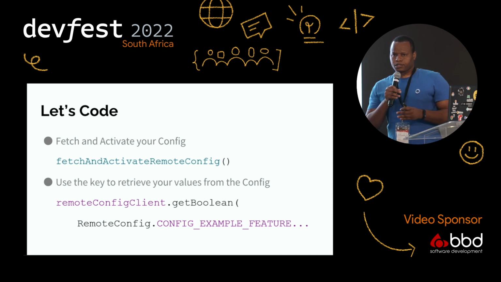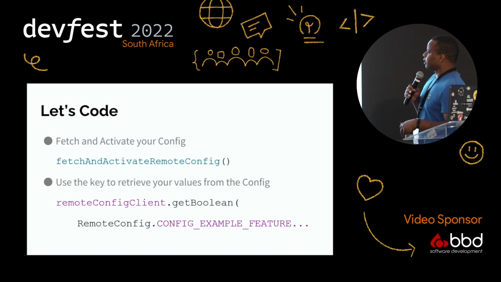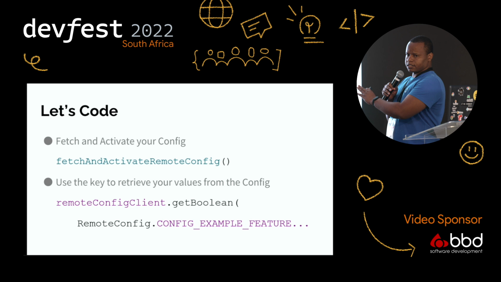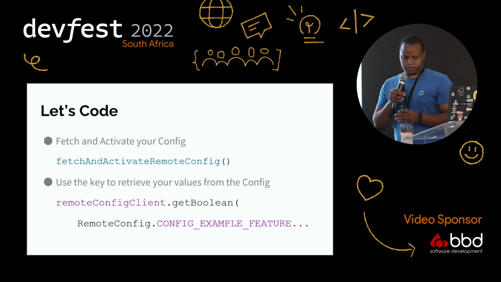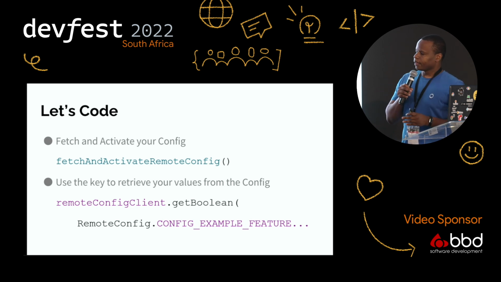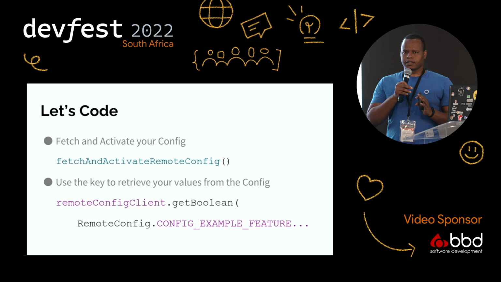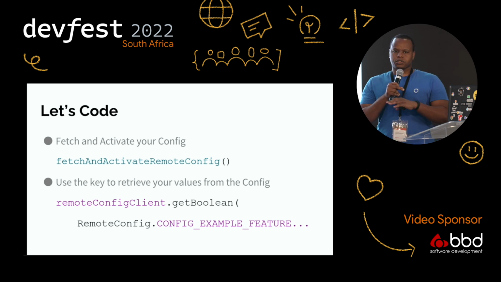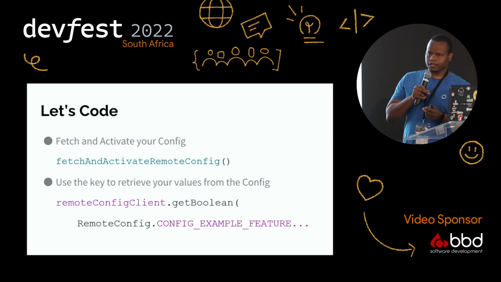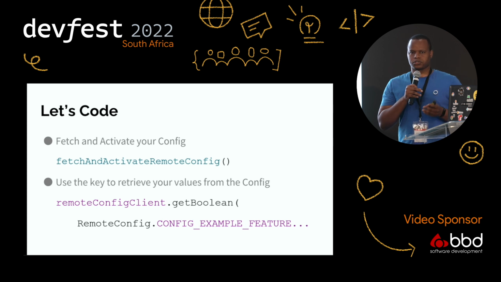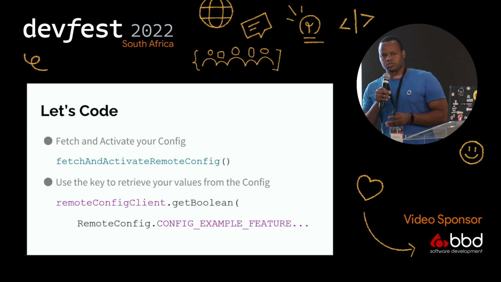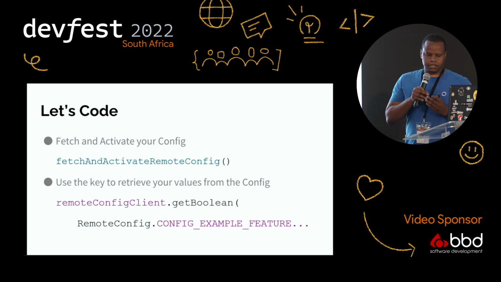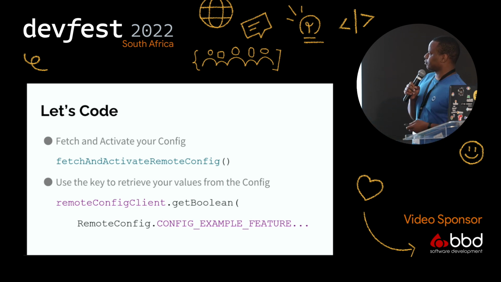Then the next step would be to fetch and activate your remote config. This is not the actual code, but it is the code that is in the samples. The idea here is to show you that you need to fetch and activate your remote config parameters, and it's advised that you do this at startup. This way you don't interfere with the user's journey. If you have to do it somewhere else, you need to be careful because you might need to show a loading spinner, which could create a confusing experience for your customers.